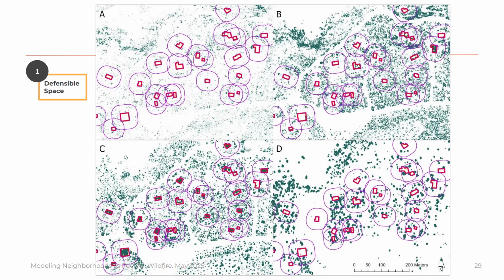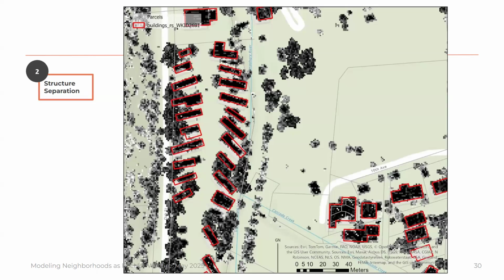A. Panel B is 2 to 4 meters. Panel C is 4 to 8 meters, and panel D is 8 to 40 meters. And so this gave us an idea of the horizontal and the vertical continuity of fuels within the defensible space. The next was structure separation distance.